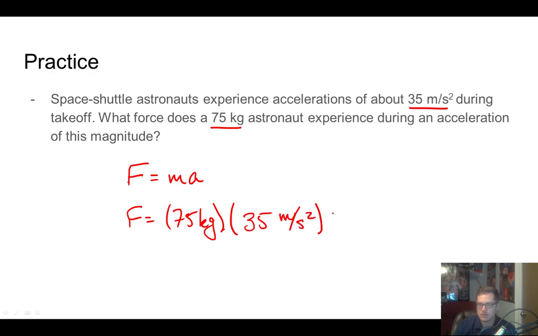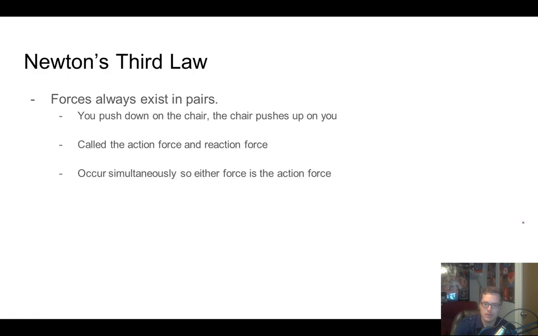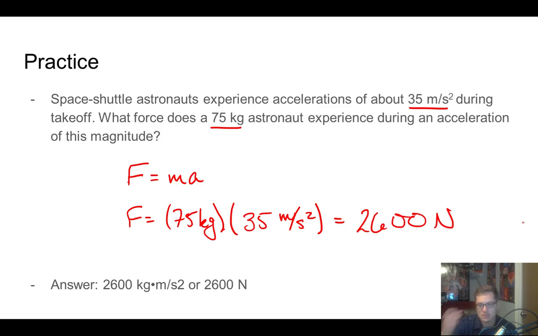So we can take 75 times 35, and we get 2,625, but we only want 2 sig figs, so we'll say it's 2,600 newtons, which is the unit for force. All right, 2,600 newtons. Nailed it. Okay, so that's Newton's second law. In this class it will essentially be pretty simple.